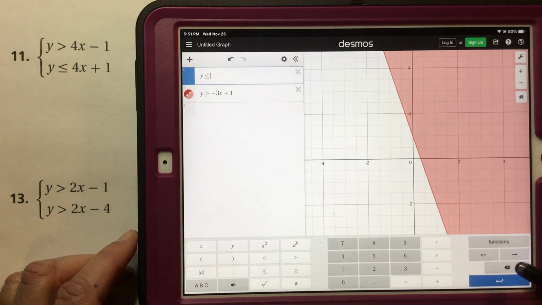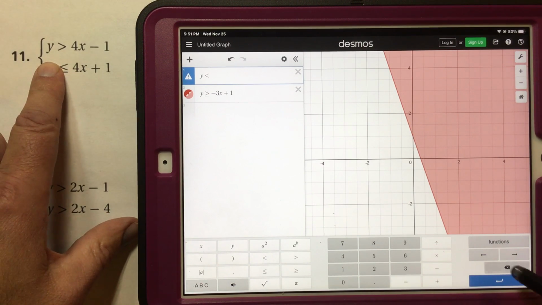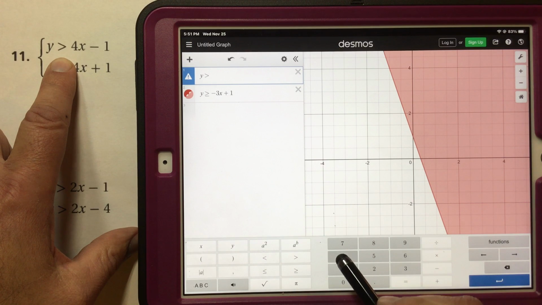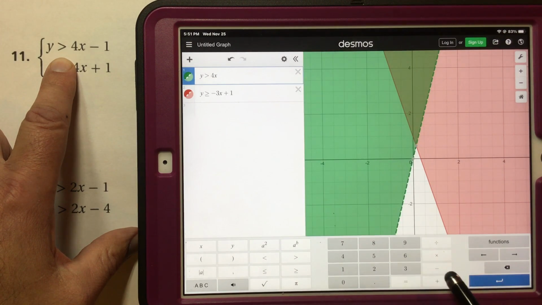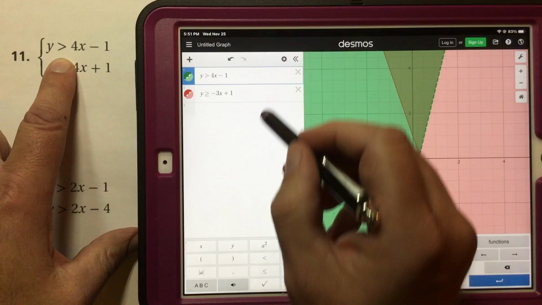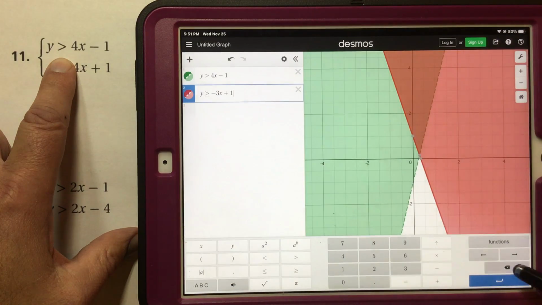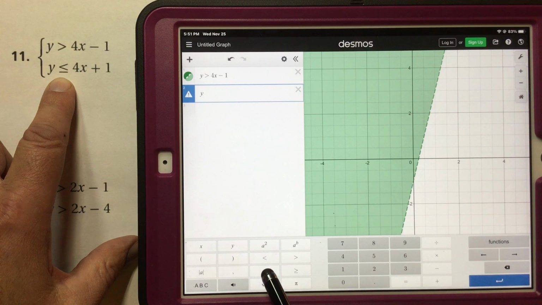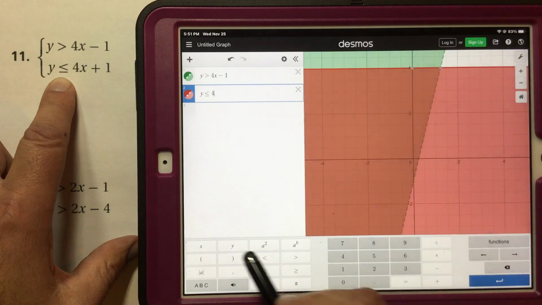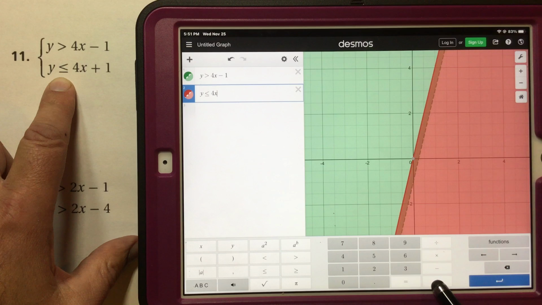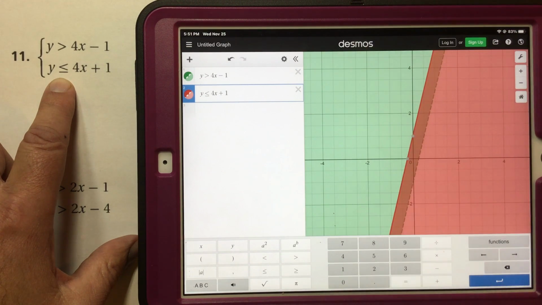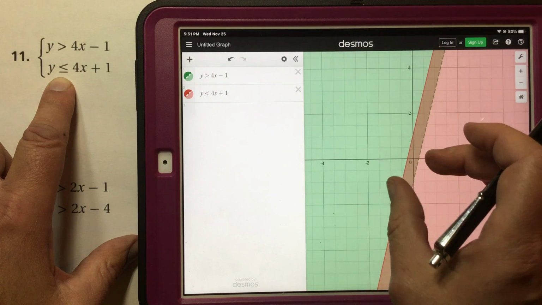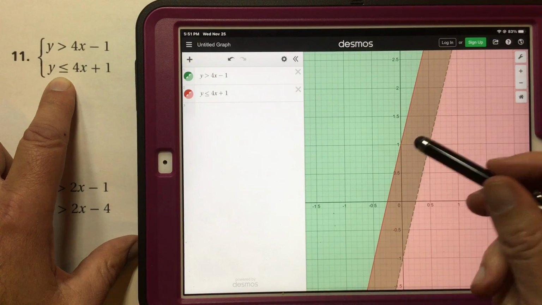Let's back it up. I have y is greater than 4x subtract 1. And this one, I have y is less than or equal to 4x plus 1. All right, so let's look at what I got here. Both of the boundary lines are parallel.